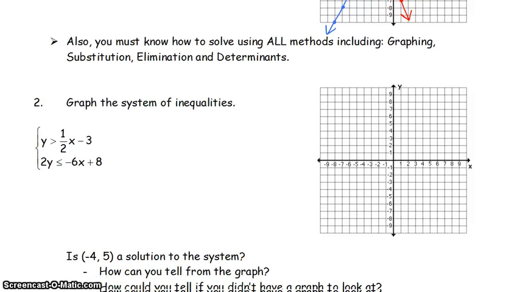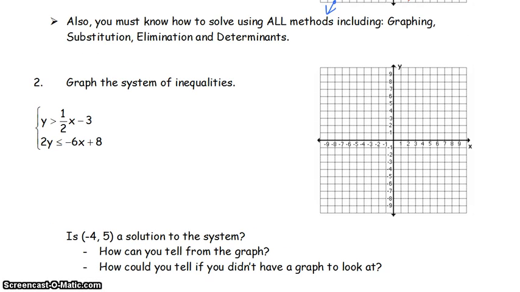Next, we are going to solve a system of inequalities. So we're going to start the same way. We start with a y-intercept of -3, a slope of 1/2, up 1, right 2, and we're going to continue that the entire length of our graph in the other direction as well. And since it's a greater than, we're going to have a dashed line connecting our points.